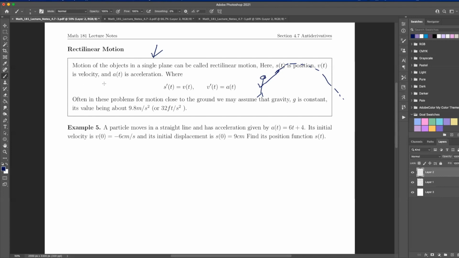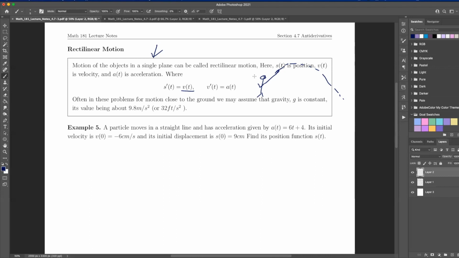Velocity is different than speed. Speed is the magnitude of the velocity, so the absolute value. Velocity, it makes sense to have a negative velocity. That means it's coming towards the origin. So this has a magnitude and direction. It's either forward or back. So we call this rectilinear motion.